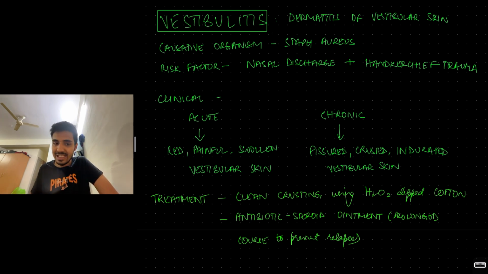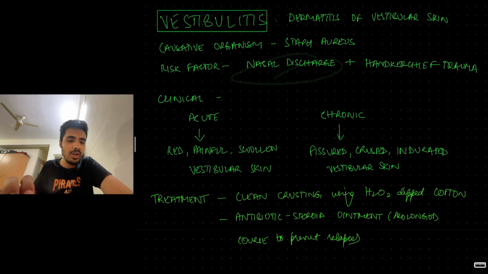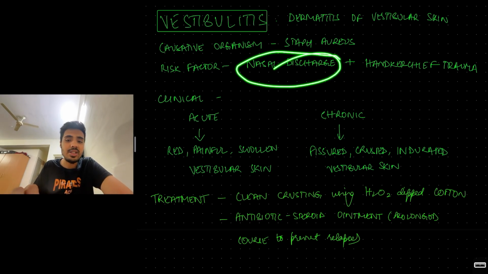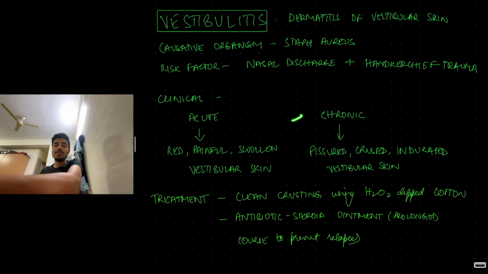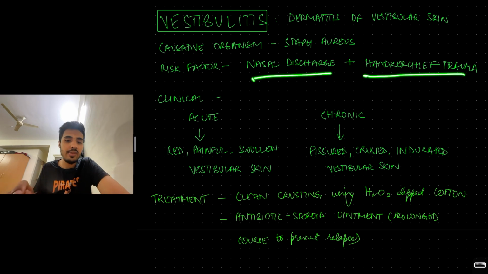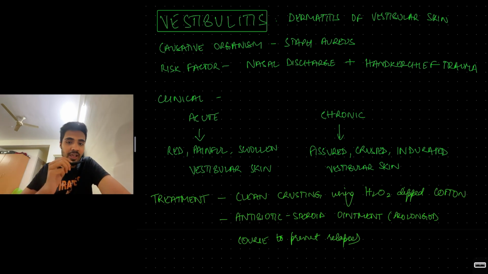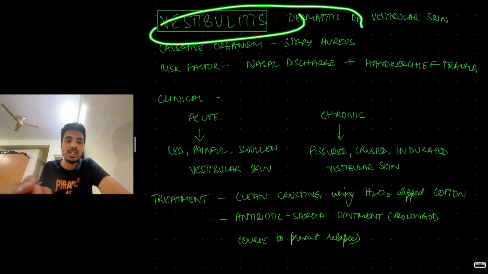Here the risk factor is slightly different. Nasal discharge can be because of sinusitis, rhinitis, allergic rhinitis, some nasal polyp, or any cause of nasal obstruction. Along with this nasal discharge, there is handkerchief trauma. What is handkerchief trauma? Because of the continuous discharge, the patient keeps using handkerchiefs and keeps rubbing the nose. If they do it vigorously again and again, that can cause trauma at the region of the vestibule. So the discharge and the trauma together, if there's any infection of the skin there, can lead to vestibulitis.